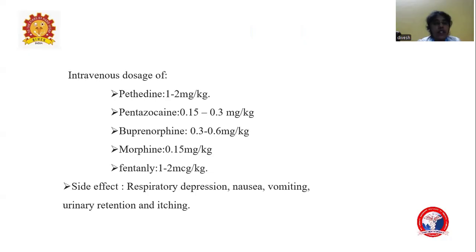The intravenous dose of pethidine is 1 to 2 mg per kg. Pentazocine is 0.15 to 0.3 mg per kg. Buprenorphine is 0.3 to 0.6 mg per kg. Morphine is 0.1 mg per kg. Fentanyl is 1 to 2 microgram per kg. The major side effects of opioids are respiratory depression, nausea, vomiting, urinary retention, and itching in the patients.